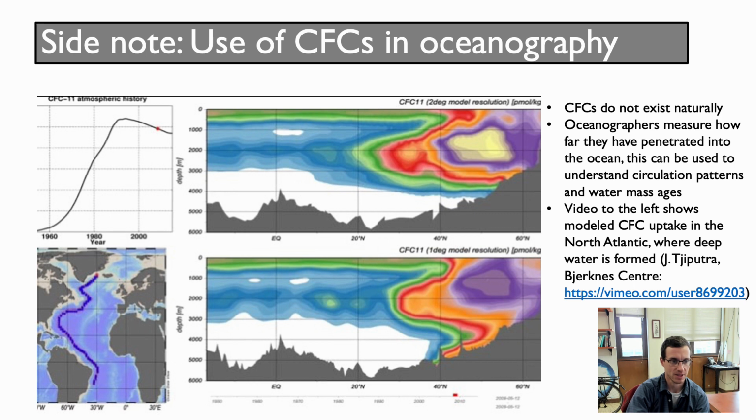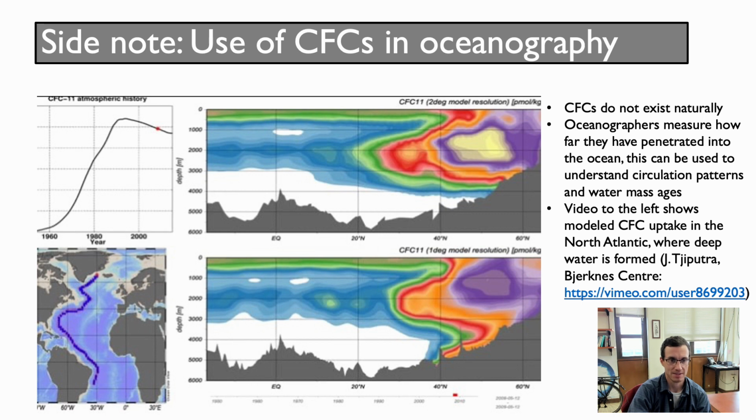And then this is looking at a section in the ocean. So looking in the Atlantic, from the North Atlantic down to the South Atlantic. So latitude is on the x-axis, depth on the y-axis. So we're looking in the ocean, and essentially the darker colors, the reds, purples, are higher concentrations of CFCs.